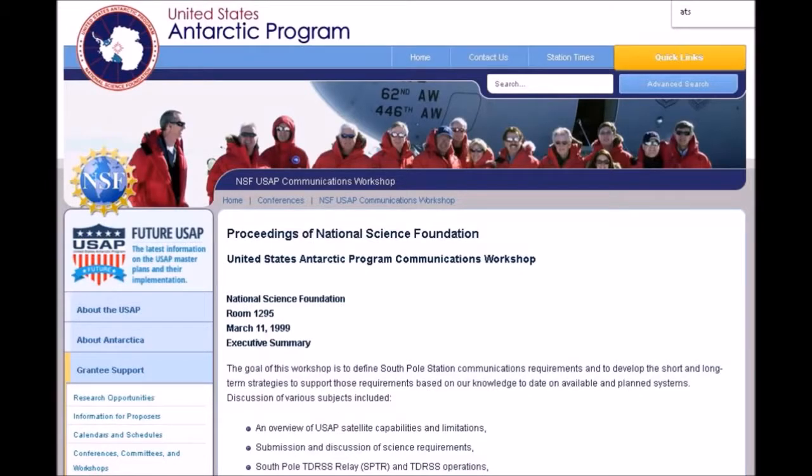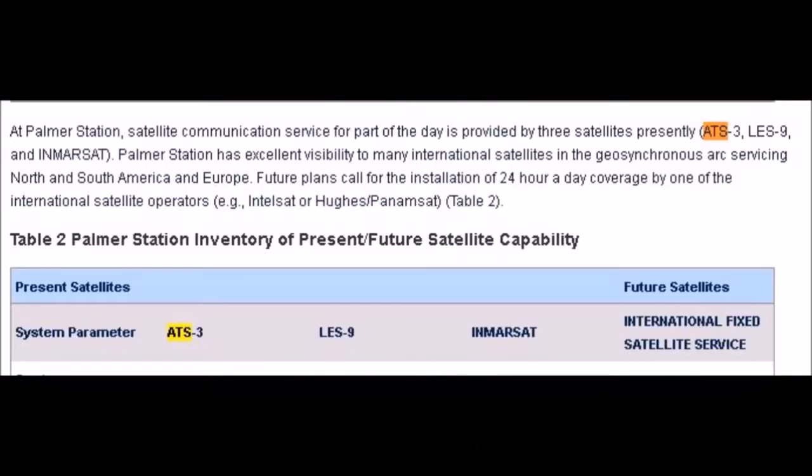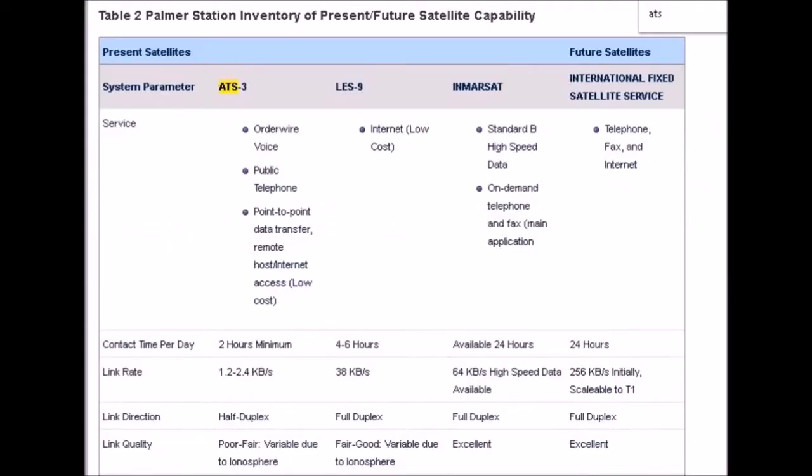The Palmer station in Antarctica currently uses this satellite from 1967. And you can see here, they say this satellite is now still being used for order wire voice, this is one of the services, public telephone, and point-to-point data transfer, remote hosts / internet access. What in the world are people thinking?